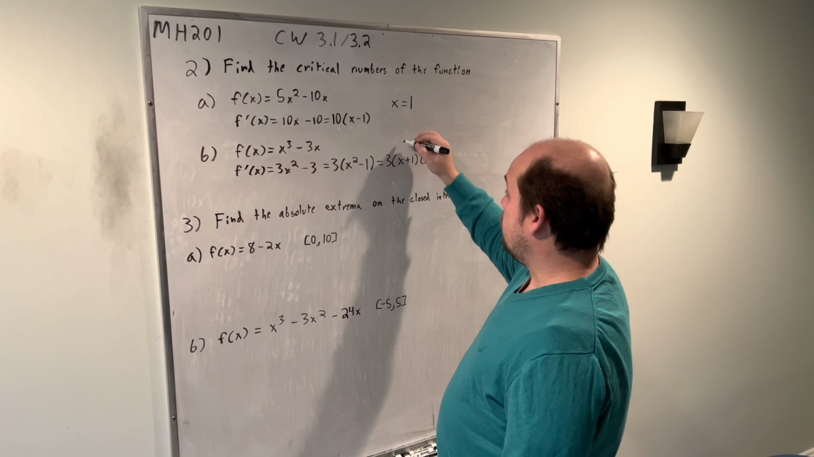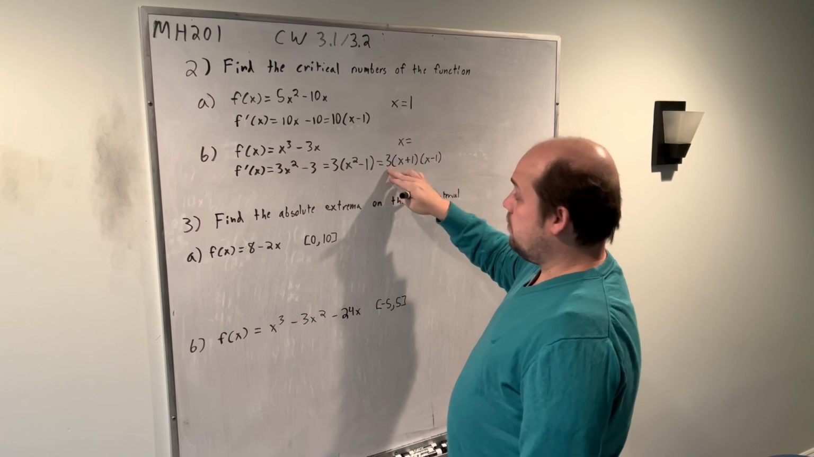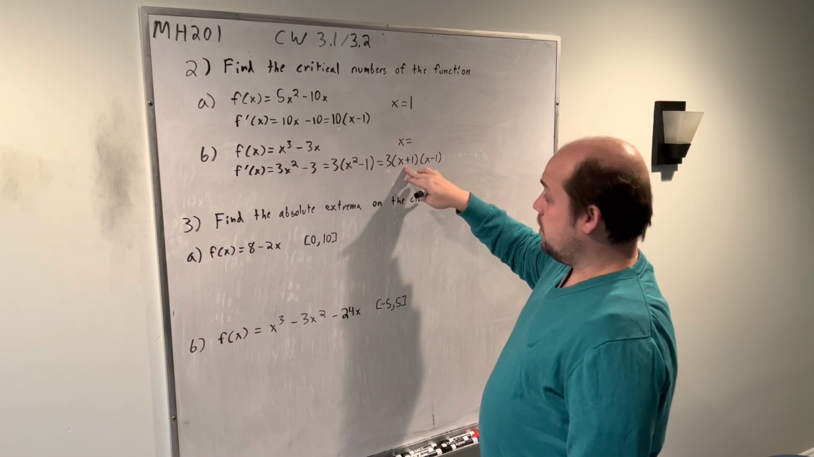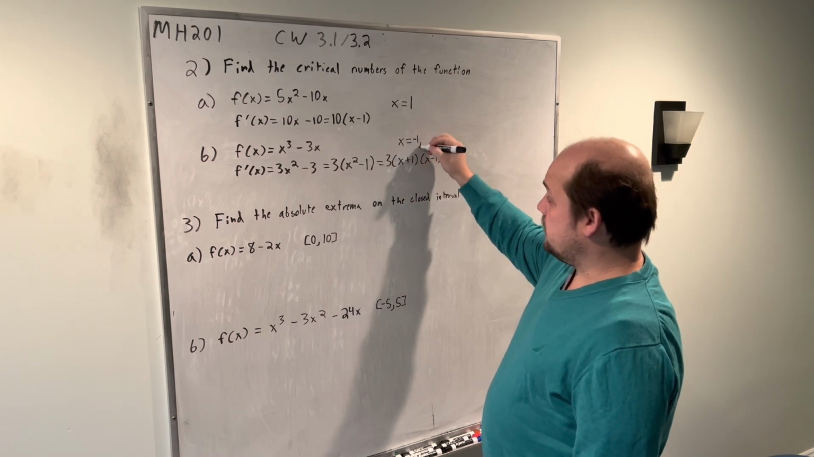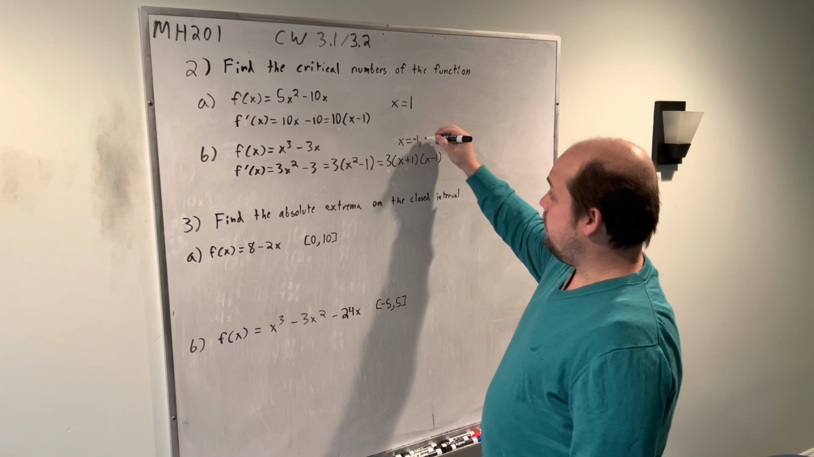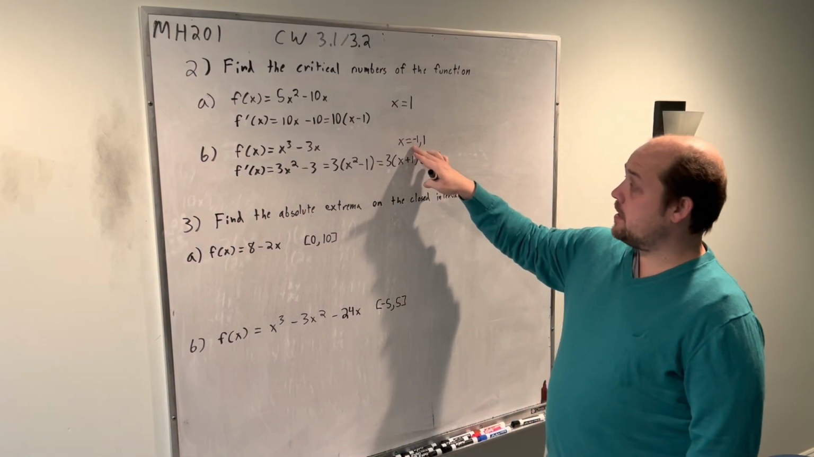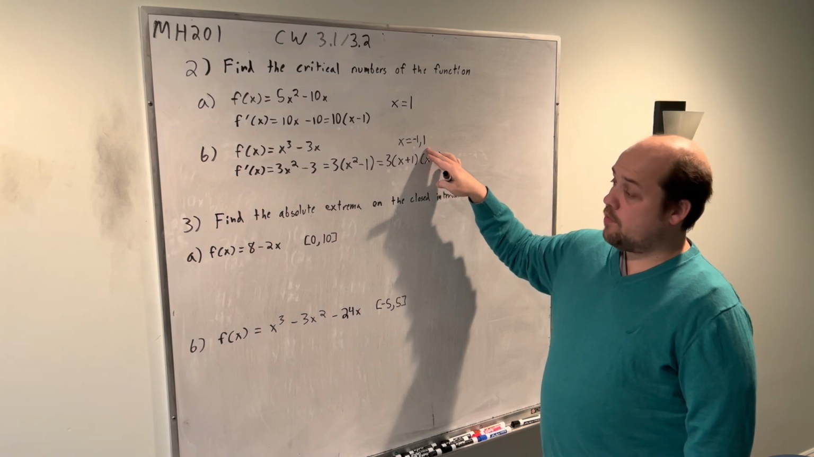To now find what the critical values are, nothing can make 3 0, so I ignore that factor. X plus 1 becomes 0 if I put in -1 for x. X minus 1 becomes 0 if I put in 1 for x. So the critical values of this function are x equals -1 and x equals +1.